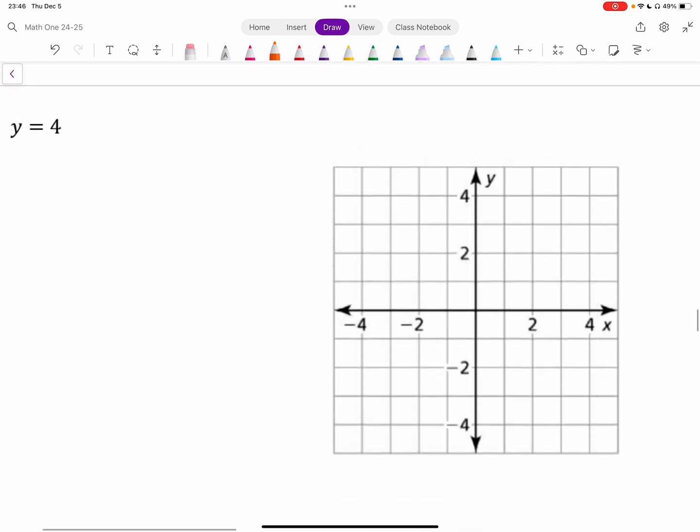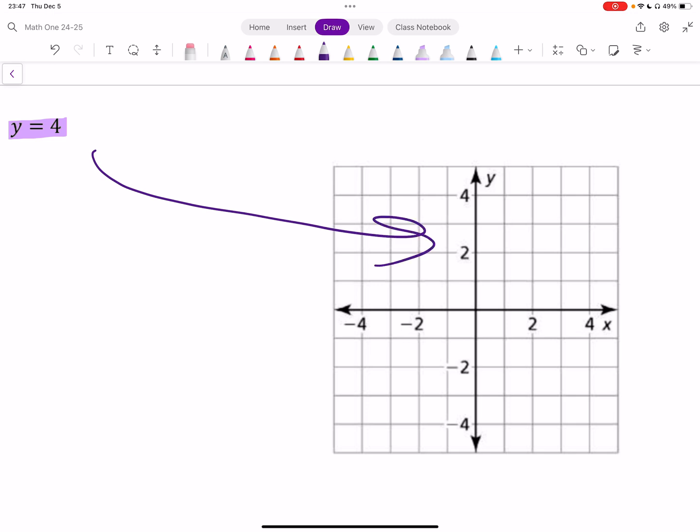Take a look at the next problem. It asks us to graph y is equal to 4. Once again, I look at the coordinate plane and ask myself, where could y possibly equal 4? Well, probably there. Then I ask myself, where else could y equal 4? Well, any points along this continuous line. So I'm going to draw a line through that point and add arrows on the ends.